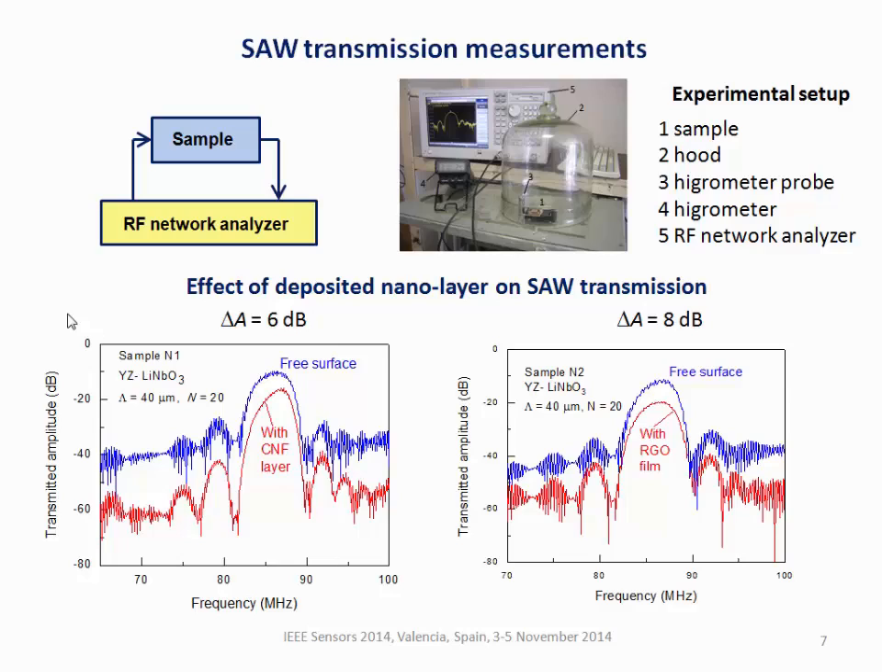This is transmission dependence on frequency. This is the characteristic, typical response of a surface acoustic wave delay line within transmission. This is a surface acoustic wave filter with transmission at a certain frequency corresponding to the period of the transducers. And when the layer was deposited, we observed a decrease of transmitted wave amplitude of around 7 plus or minus 1 dB for both materials.